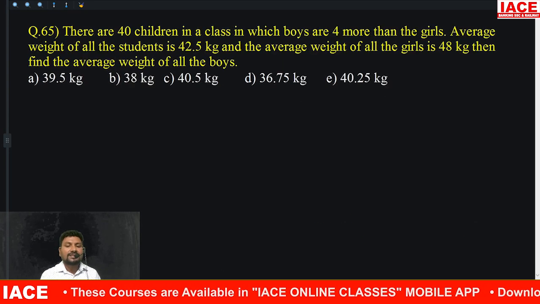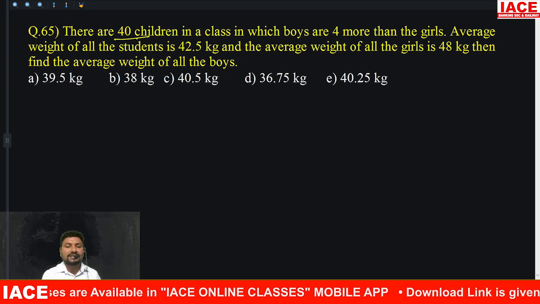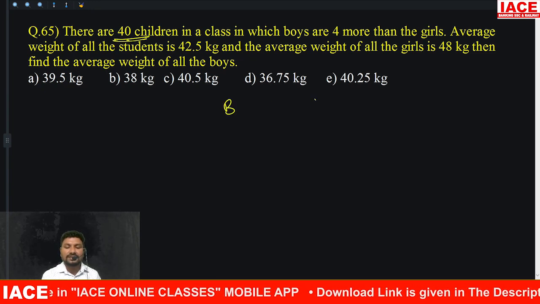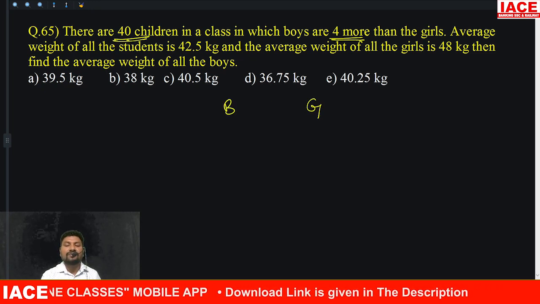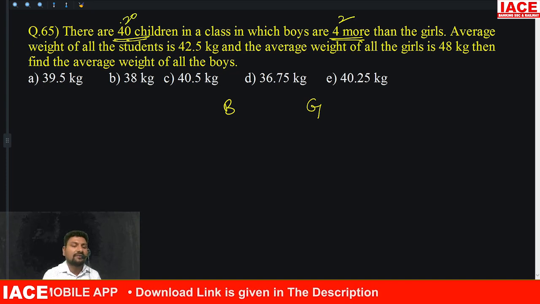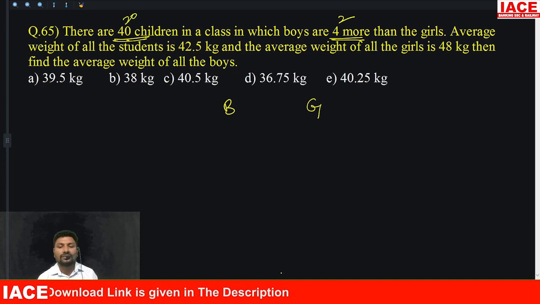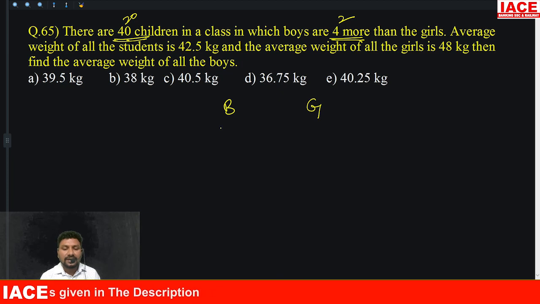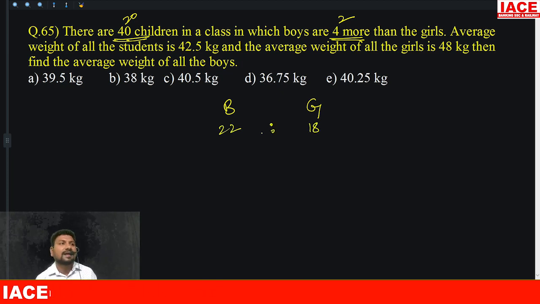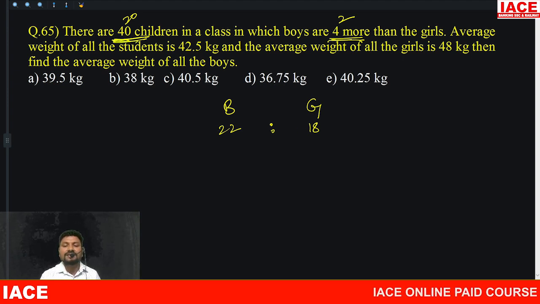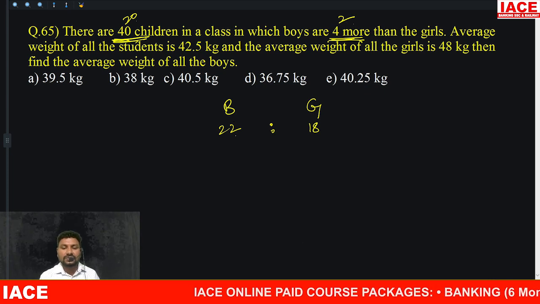There are 40 children in a class. Okay, total children are 40, and there are boys and girls, and boys are 4 more. Half value of 40 is 20, and half of the difference 4 is 2. So this is 22 boys and 18 girls. 22 plus 18 equals 40. The difference between 22 and 18 is what? 4. Okay, then 20 plus 2 is 22, 20 minus 2 is equal to 18.